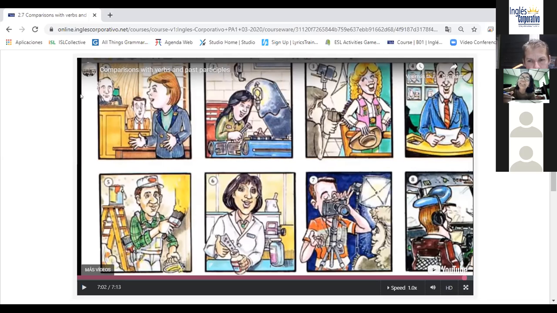Por cada foto, por cada dibujo, all right, van a ser 4 oraciones. ¿Por qué 4? Porque en una van a comparar con adjetivos, con un adjetivo, el adjetivo que usted quiera. All right. En la otra oración van a comparar usando nouns. En la otra oración van a usar verbos.